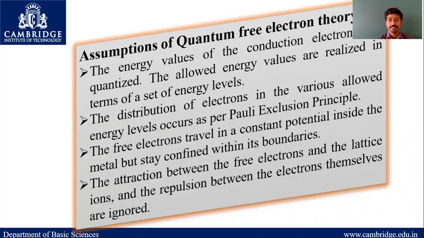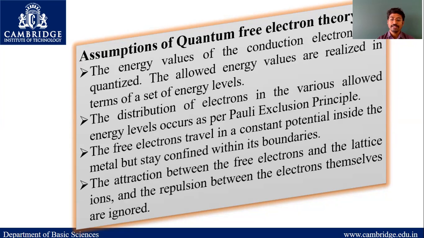The remaining two assumptions are taken from the classical free electron theory. What are the two assumptions he has taken from the classical free electron theory? The first is that the free electrons travel in a constant potential field. And the remaining one is that the attraction between the free electrons and the repulsion between the conduction electrons is insignificant. These are the assumptions given by Arnold Sommerfeld. Two he has taken from the classical free electron theory, and only two assumptions he has changed.